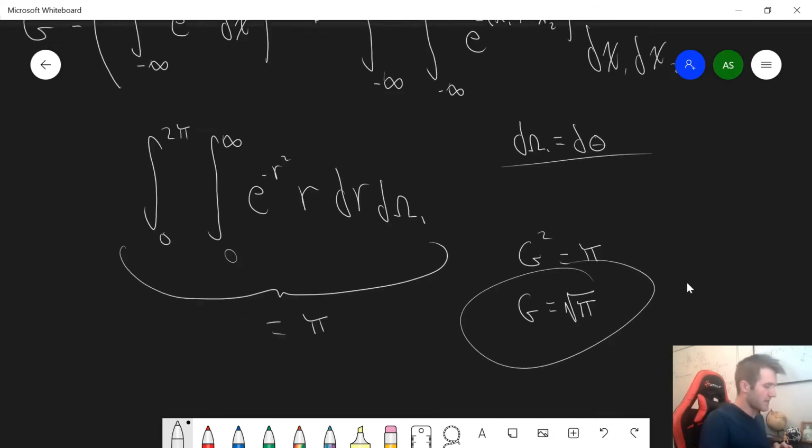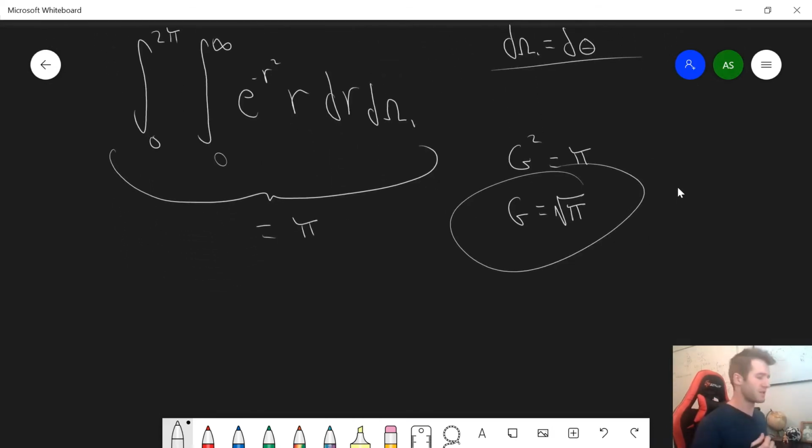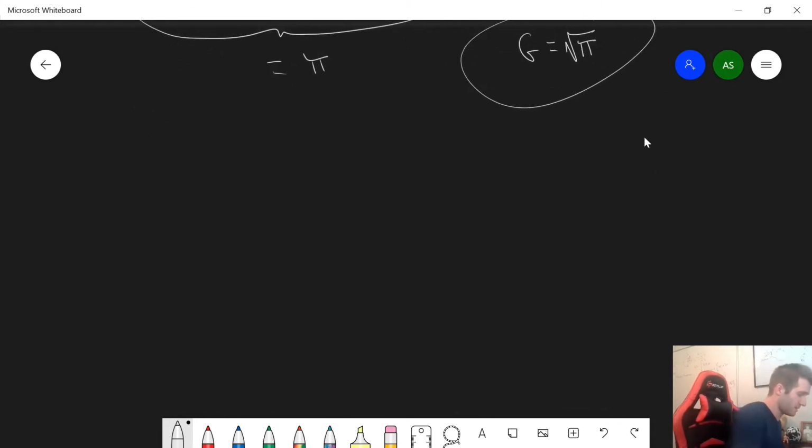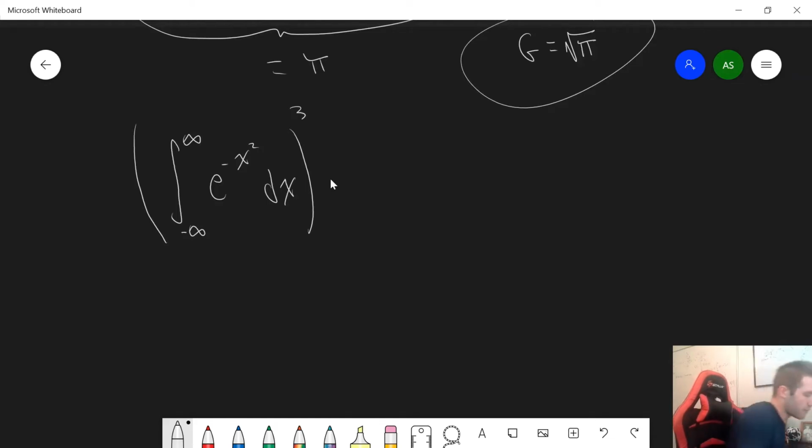Alright, so now we want to move this up a dimension. So now what we are going to do is solve this integral in spherical coordinates. So moving from polar, the only natural course to take is to enter the spherical realm. And to do that, let's obviously take our integral from negative infinity to infinity of e to the negative x squared dx, and we are going to cube it.